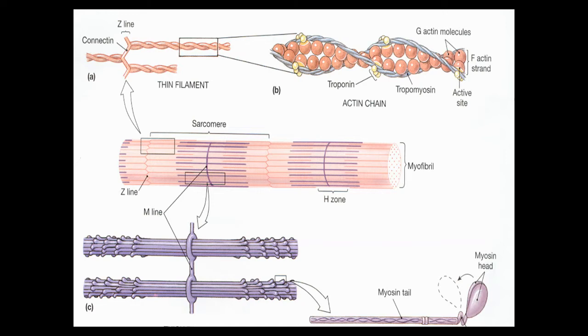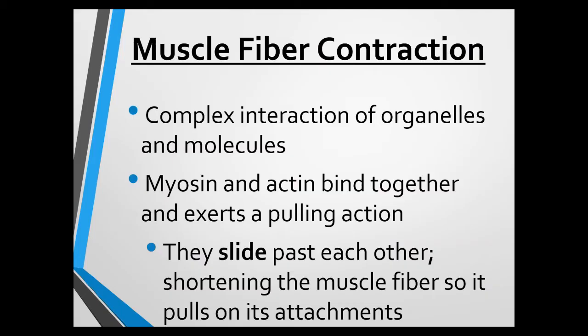The myosin kind of looks like a golf club, but the myosin head in particular is going to be very important in making the muscle move. And it's in a theory called the sliding filament theory. So muscle fiber contraction is a very complex interaction of molecules and organelles. Pretty much the thin and thick filaments, myosin and actin, bind together in a pulling action. Now they kind of slide past each other, shortening the muscle fiber as that myosin head kind of uses it as a propeller or a ratchet.